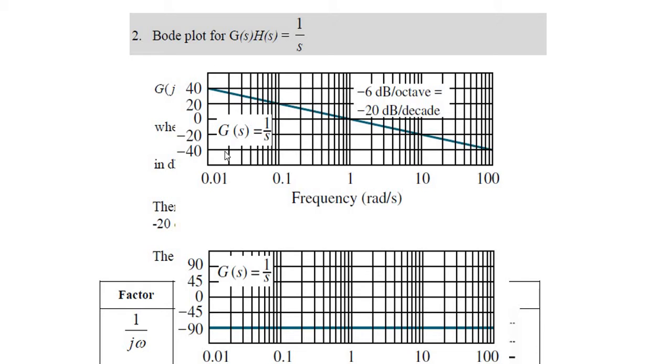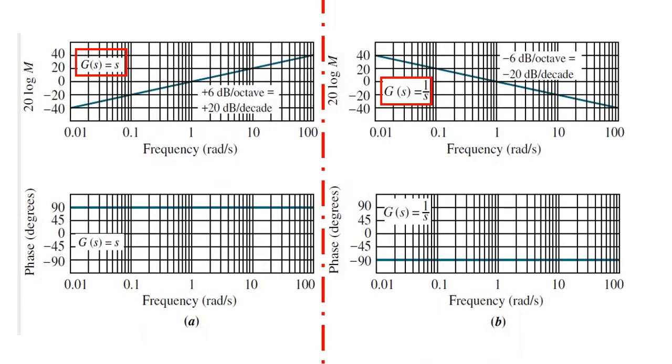So the tip to remember: if it's 1 over S, the slope is minus, and the phase is also minus. And this is just a comparison to show you the difference between S and 1 over S. The direction of the slope of 20 dB is minus 20 dB. This will be 90 degrees for S, and for 1 over S it is minus 90 degrees.